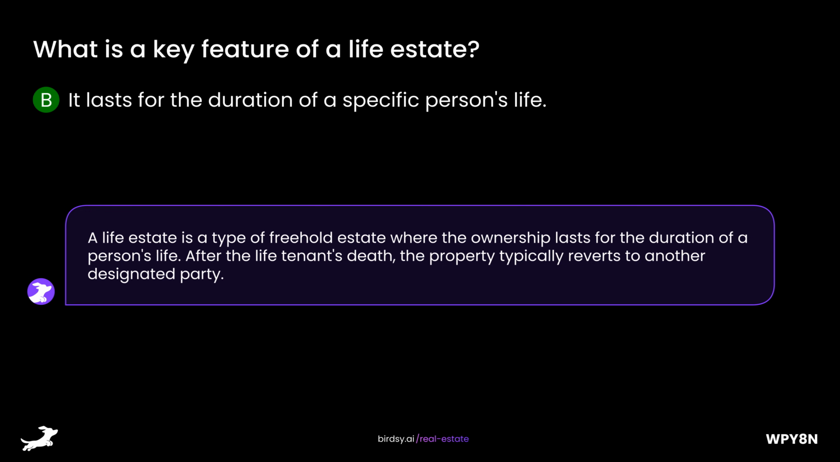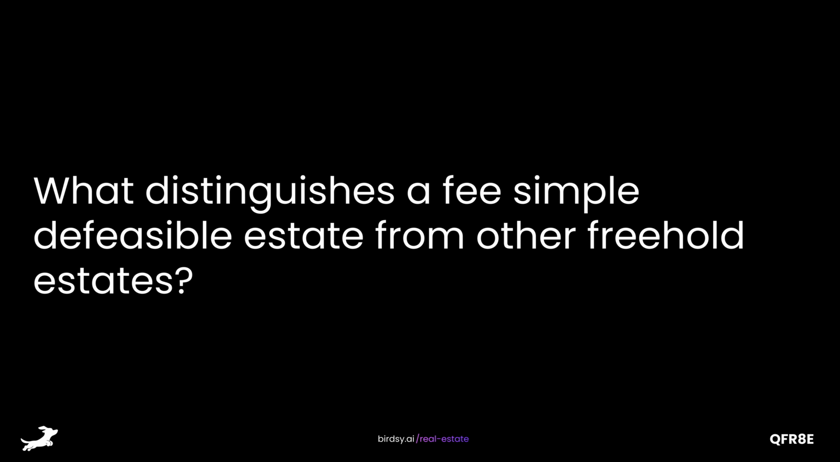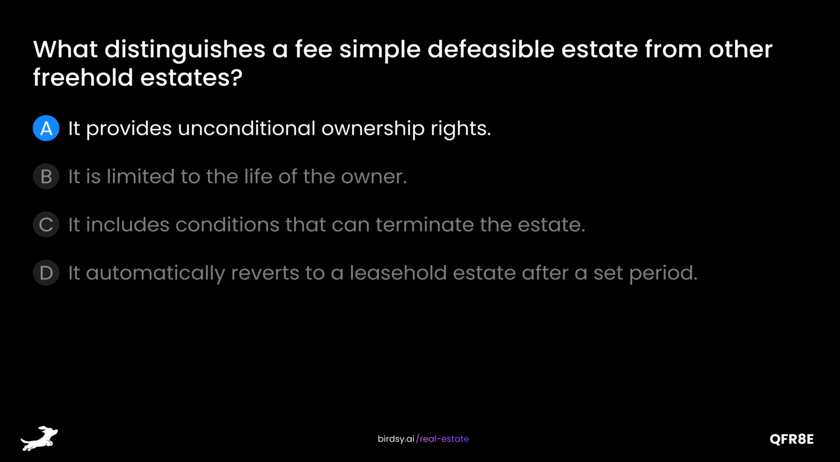A life estate is a type of freehold estate where the ownership lasts for the duration of a person's life. After the life tenant's death, the property typically reverts to another designated party. What distinguishes a fee simple defeasible estate from other freehold estates? Is it A, it provides unconditional ownership rights? B, it is limited to the life of the owner? C, it includes conditions that can terminate the estate? Or D, it automatically reverts to a leasehold estate after a set period? The answer is C. It includes conditions that can terminate the estate.